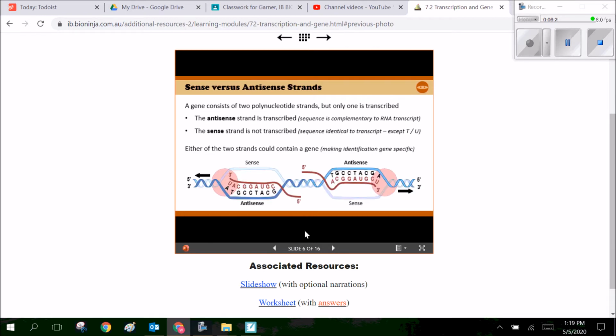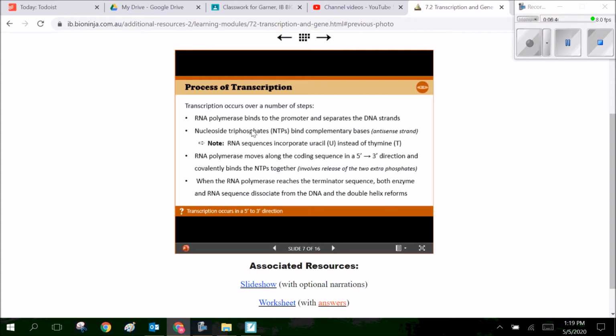So let's go ahead and continue. The antisense strand is transcribed. That's the one that is going to be the mRNA. The sense strand is not transcribed, so we don't use the sense strand, we use the antisense strand. Again, we said this is confusing, and just remember it's backwards to what it feels like it should be. There is a reason for that, we'll talk about it later.